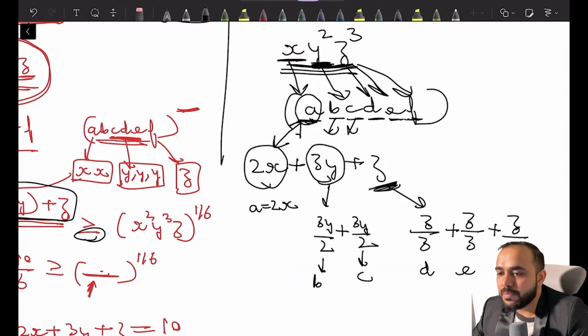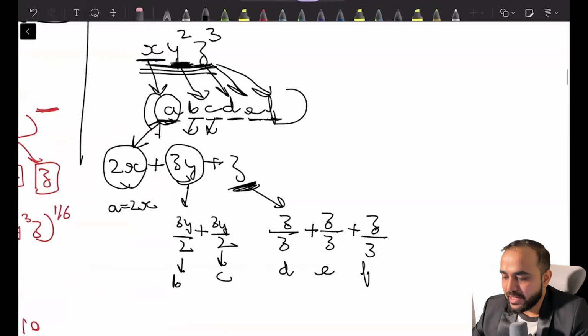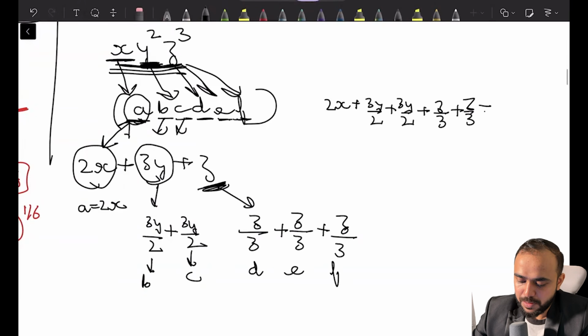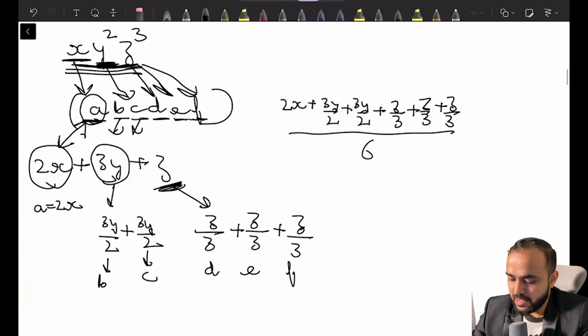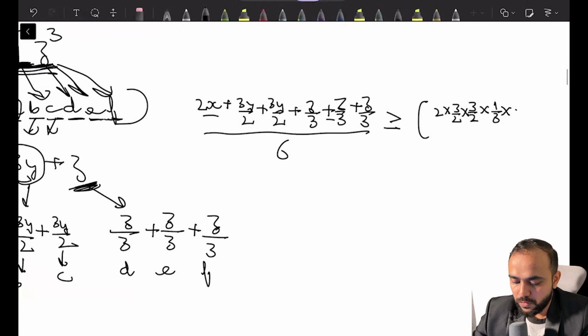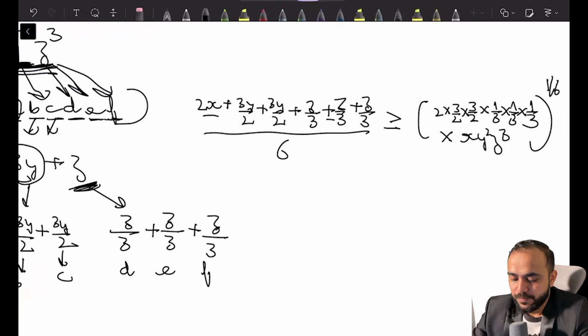So when I write the arithmetic mean, I will write it as 2x plus 3y by 2 plus 3y by 2 plus z by 3 plus z by 3 plus z by 3, whole divided by 6, is greater than or equal to, now I will write the product of these numbers, 2 into 3 by 2 into 3 by 2 into 1 by 3 into 1 by 3 into 1 by 3, whole into x y square z cube, raised to the power 1 by 6. This entire thing is constant. It will come out to be some number that, raised to 1 by 6, you can take outside.